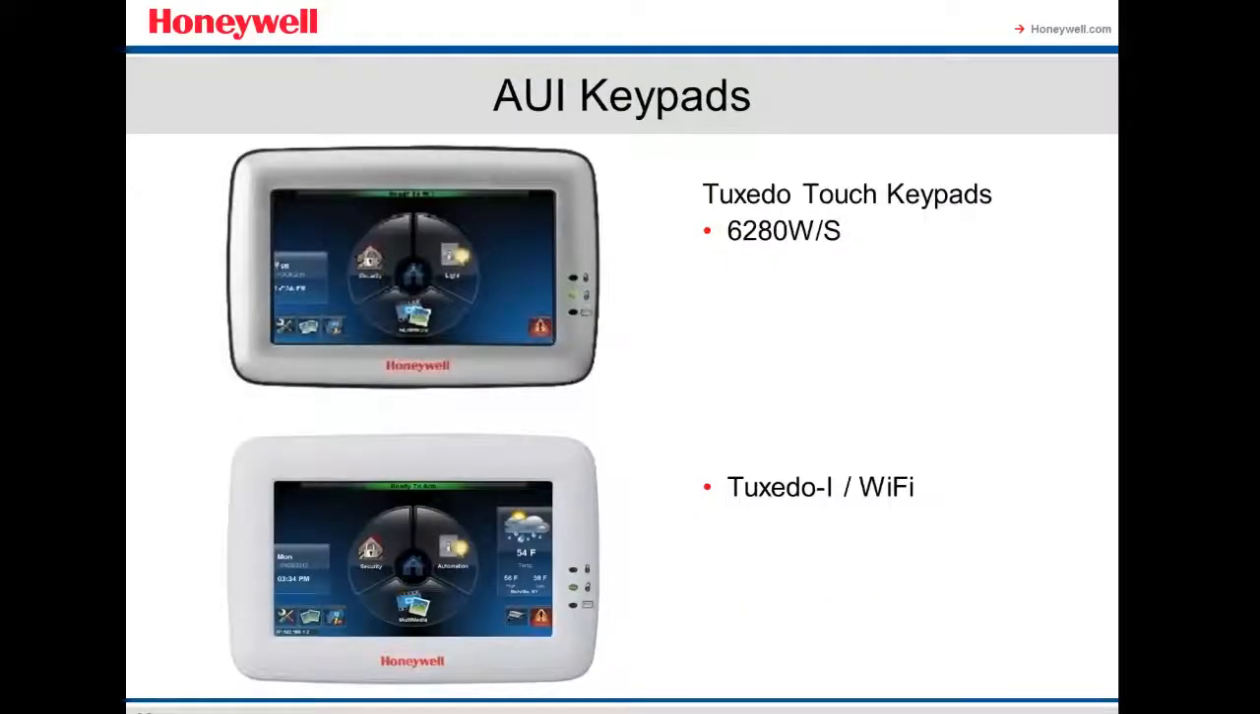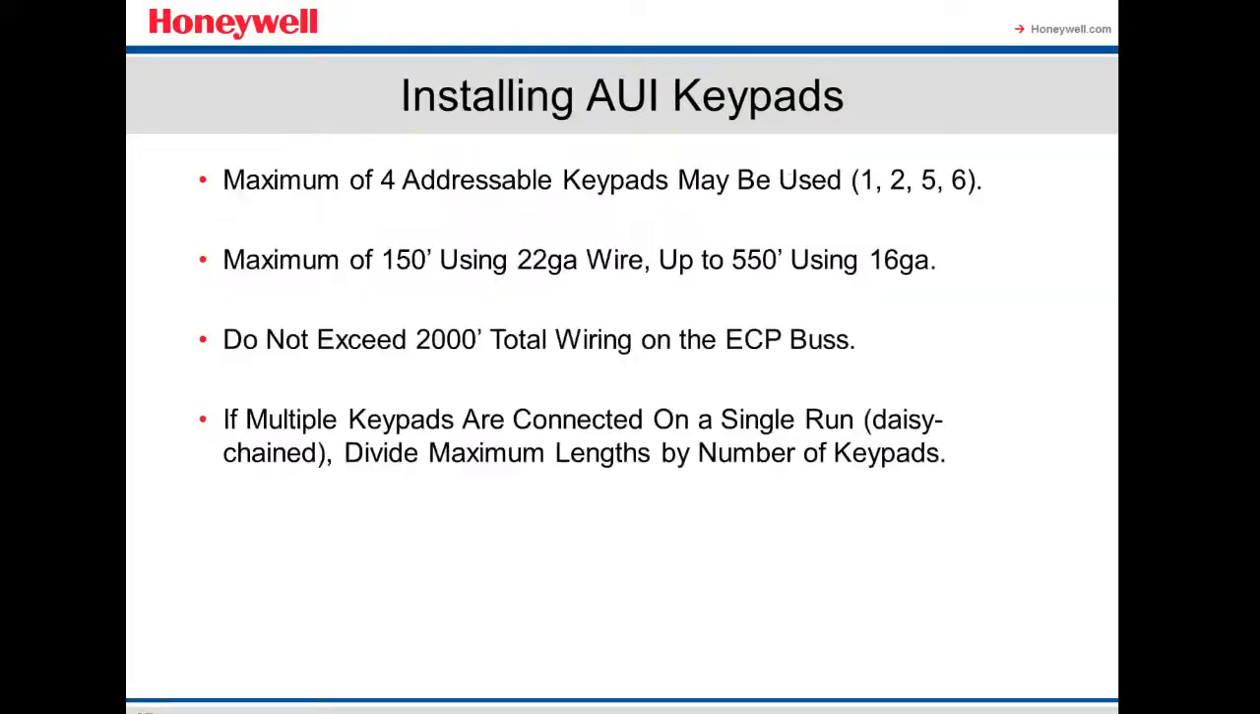Those are the Tuxedo, the AUI keypads, Tuxedo Wi-Fi, the Tuxedo without Wi-Fi. This is the installation, the maximum. In this one also, you have to address the keypads. You can use 1, 2, 5, or 6. It goes up to 150 maximum cable running for the installation. These are all different characteristics of the installation.